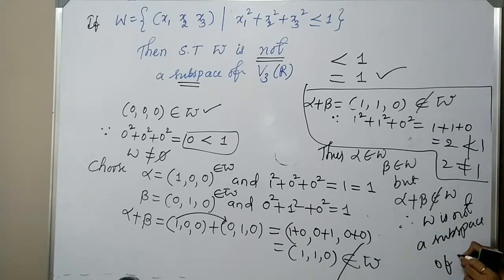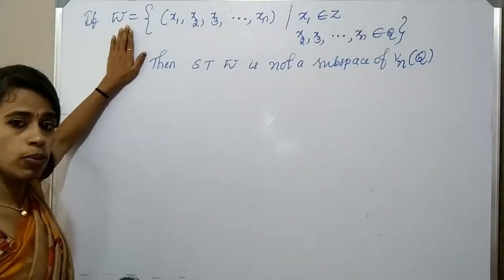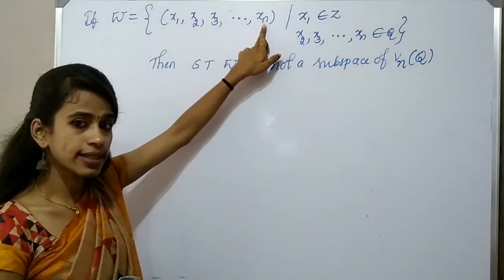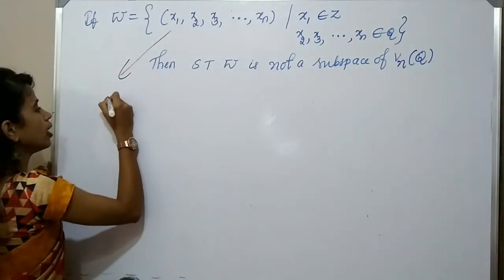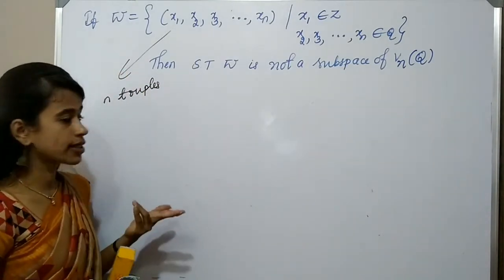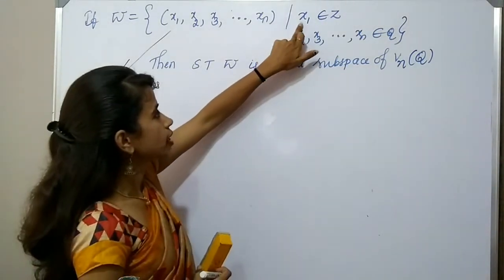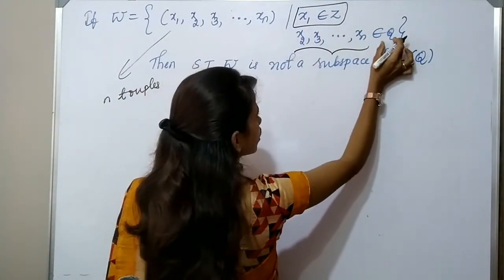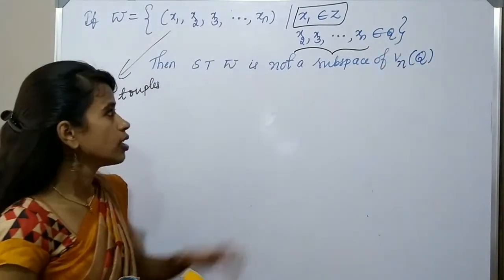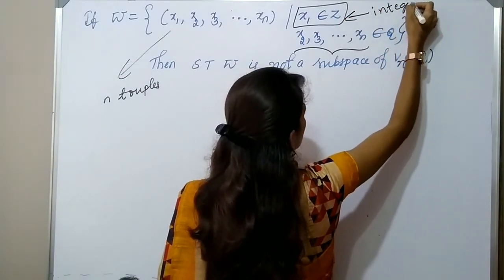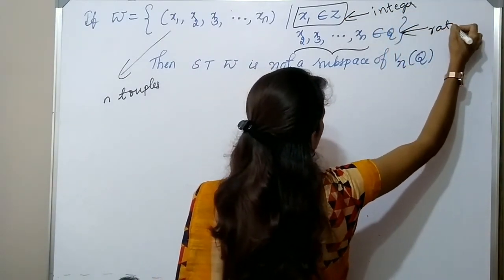The last problem: W is the set of all (x1, x2, x3, ..., xn), that is, the set of all n-tuples, where the first coordinate is an integer and the remaining coordinates belong to Q, meaning rational numbers. x1 belongs to Z means it is an integer, and the others are rational.